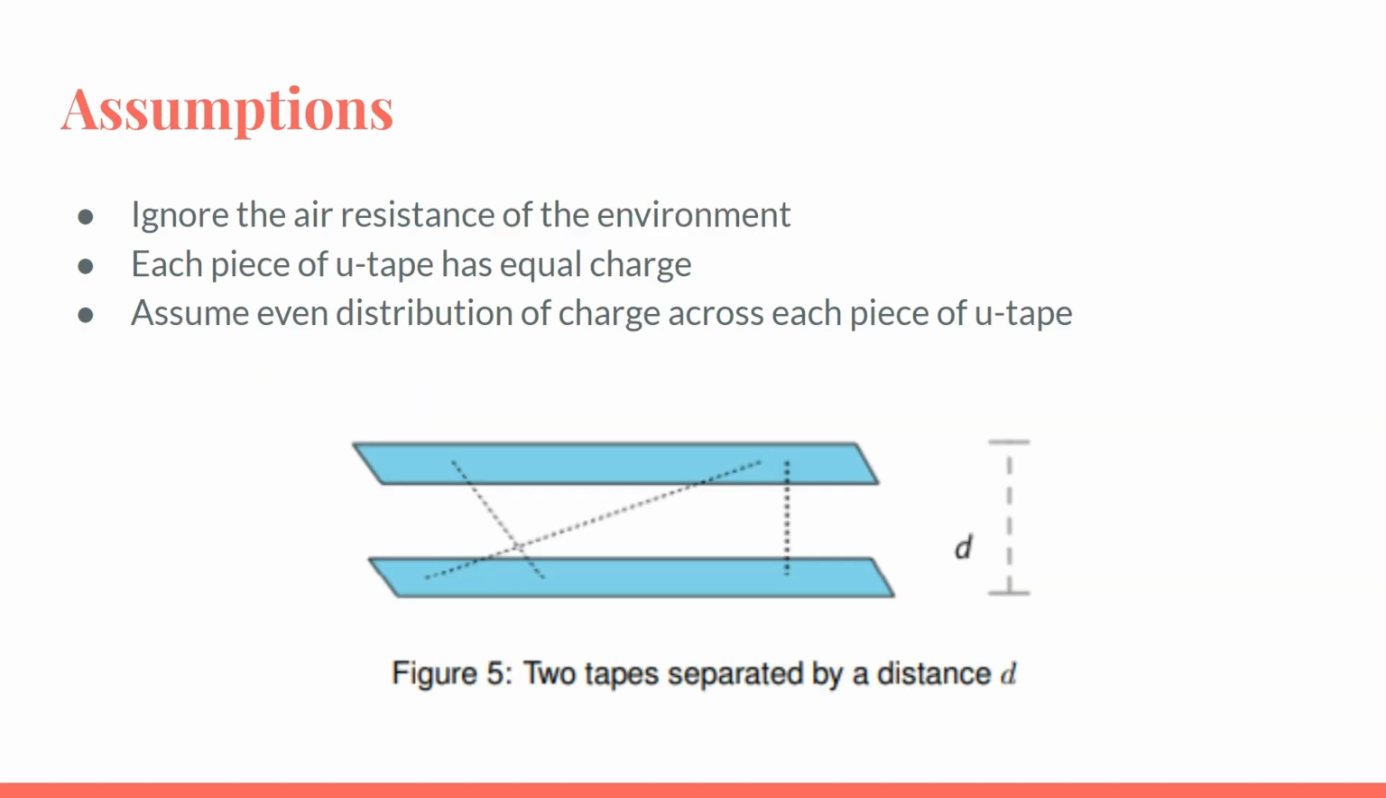Some assumptions we made were to ignore the air resistance of the environment, that each piece of U-tape has equal charge, and that the charge is evenly distributed across each piece of U-tape. Our system in this experiment was the two pieces of tape, and the surroundings were everything else, such as my hand that was holding it, the earth, gravity, all that good stuff.